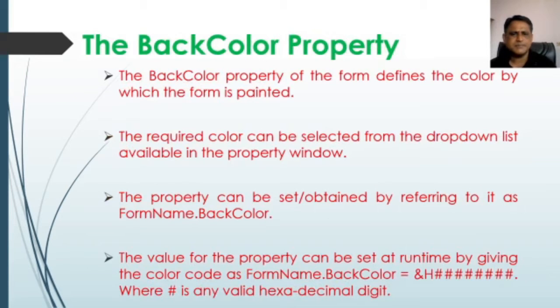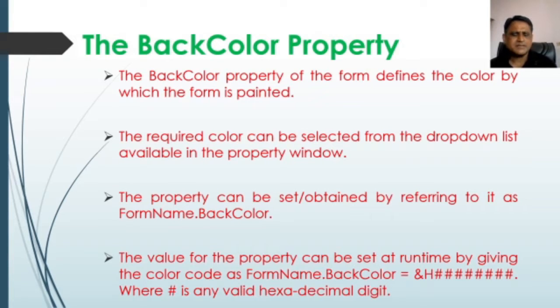So next, the back color property. The back color property of the form defines the color with which the form is painted. So the color of the form will be defined by this back color property. The required color can be selected from the drop down list available in the property window, and also it can be set by using the color palette available in the properties window.